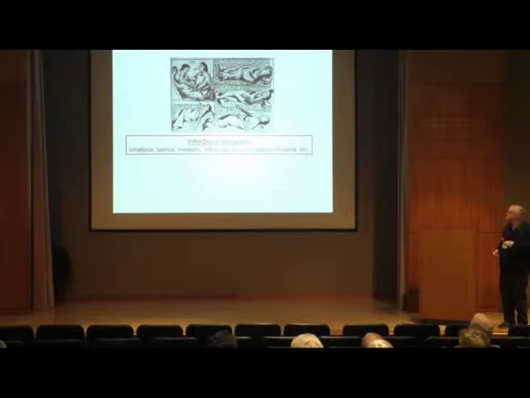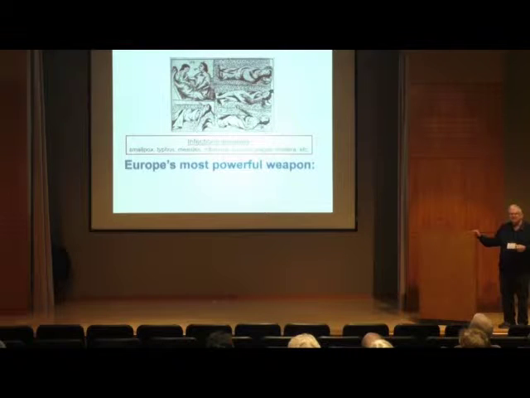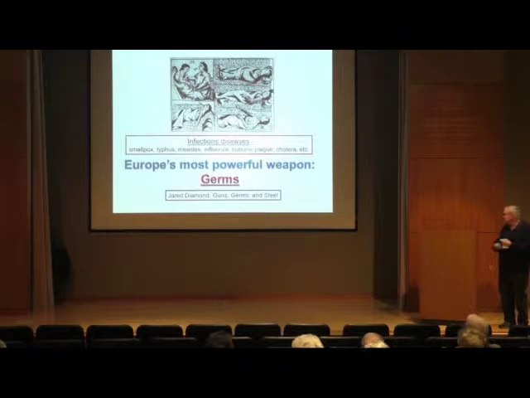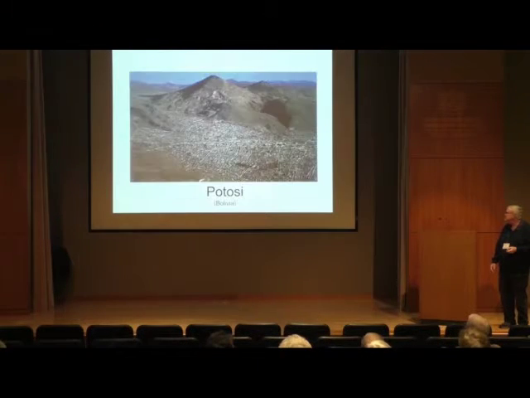I put a picture up there. This is kind of a popular myth, that the Europeans introduced blankets contaminated with smallpox. Everything I've read indicates that that's a myth. It did not happen. First of all, smallpox doesn't survive very long in those conditions. So anyway, forget all of that. But Europe's most powerful weapon was germs, not that they used it on purpose, but it was simply what came along with their involvement in the New World. You may have read the book by Jared Diamond, Guns, Germs, and Steel. He talks about this extensively in his discussion.